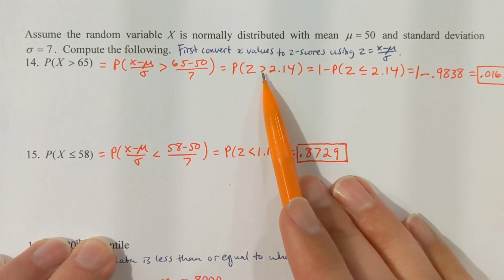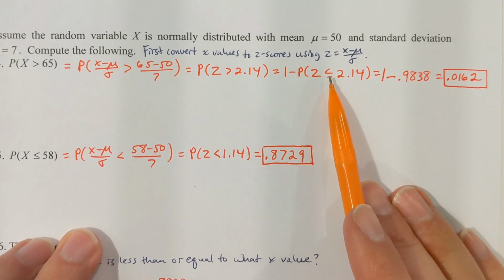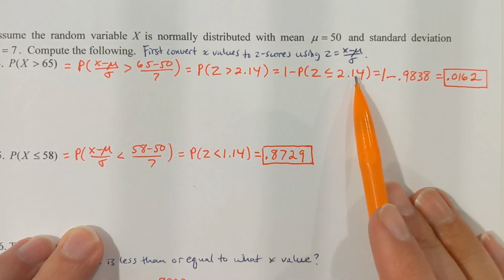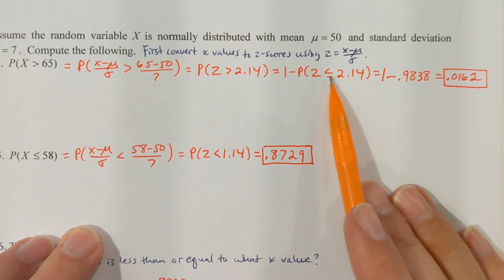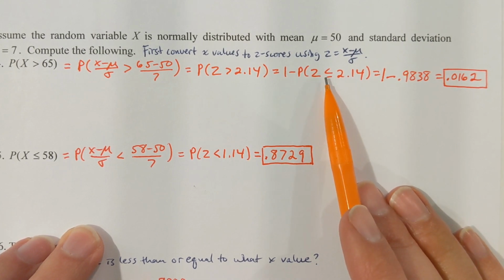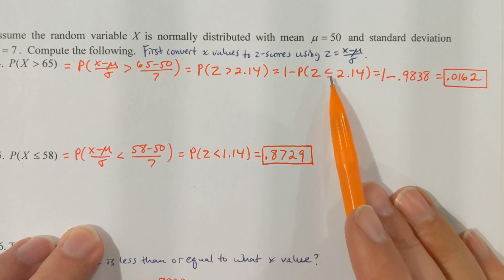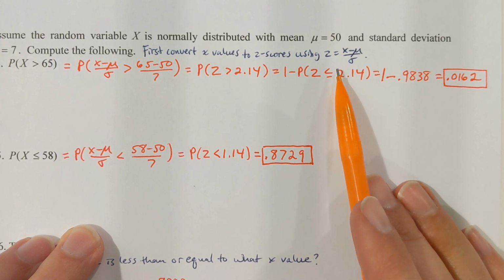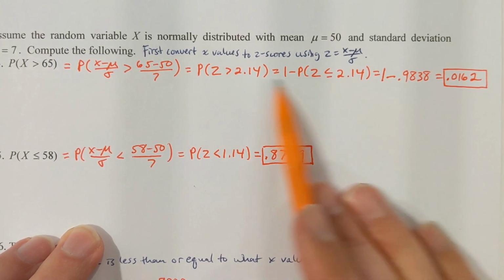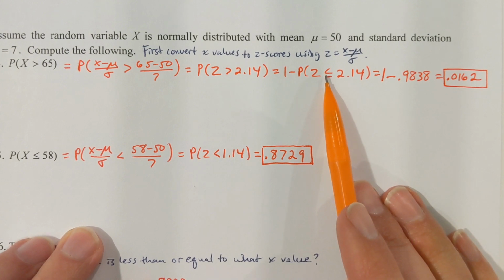Notice how I'm not ready to go to the table because I'm talking about area to the right. The table only gives area to the left, so the next thing would be to use the complement rule. Take 1 minus the area to the left of 2.14. Be sure that you switch the sign. And remember, equal signs don't matter, so if it was just strictly a less than, that would be okay. Still make sure that you switch the sign, though, because you're talking about area to the left.